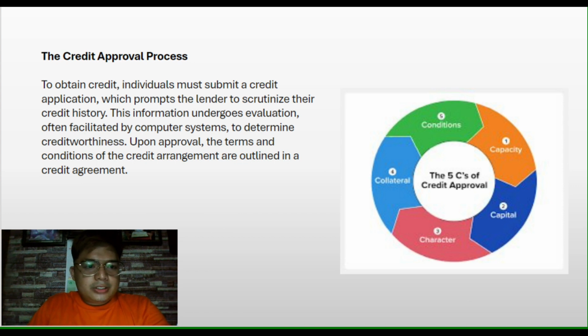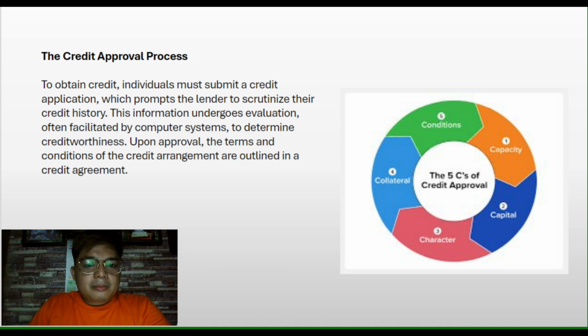And last, conditions. Conditions encompass external factors that may impact the borrower's ability to repay the debt, such as economic conditions, industry trends, and regulatory environment. Lenders consider these factors when assessing the overall risk of extending credit to a borrower.